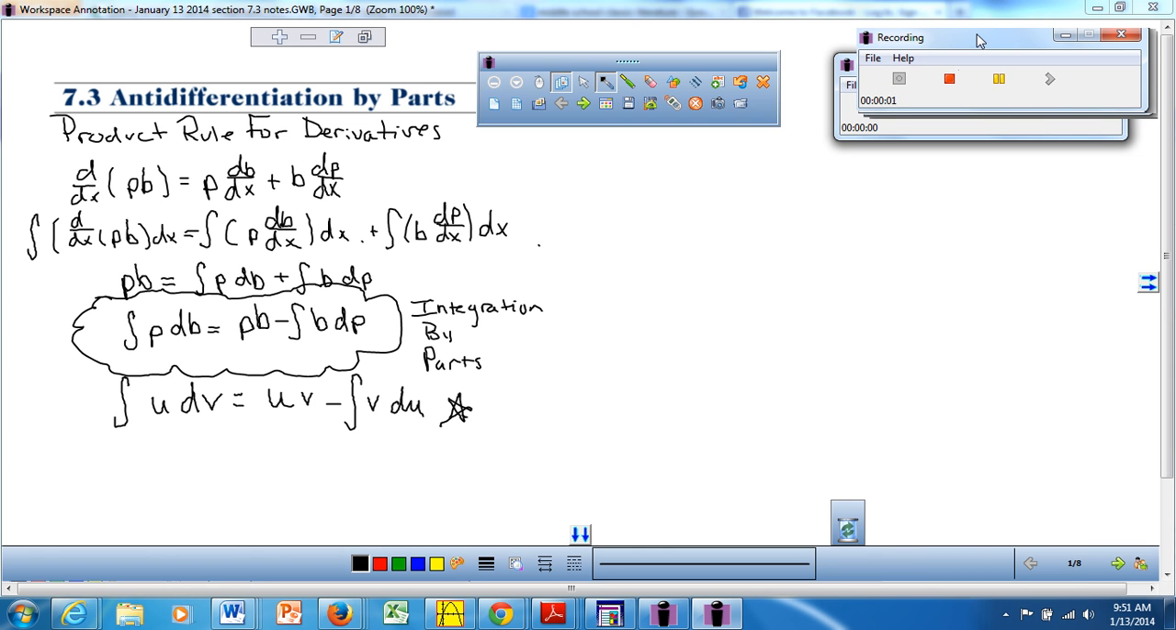Okay, so u-substitution was helpful when a composition was involved, or when the chain rule had been applied in the derivative to get that integrand. Integration by parts is useful when it has been the product rule, or you have a product in your integrand, okay? So you don't have to write anything on this page except the cloud and the last line.